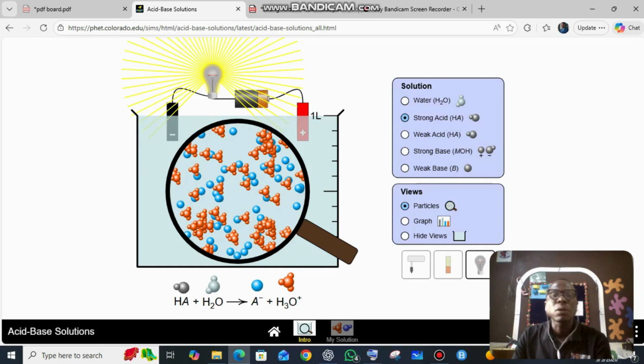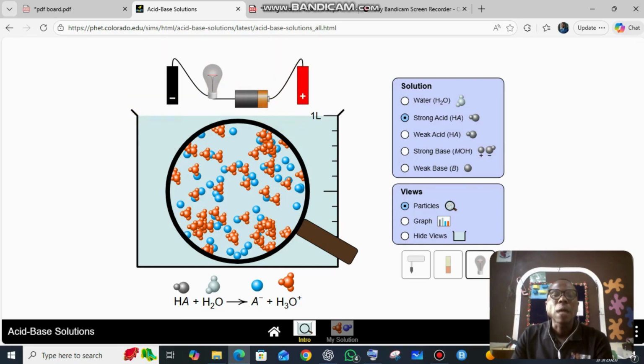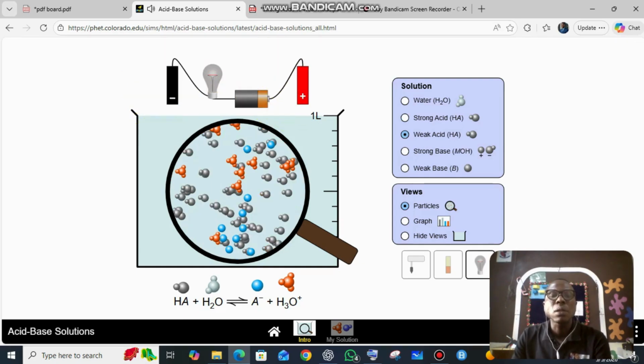So let me remove it and change it to a weak acid. You see the particles also change. They have a lower concentration of hydrogen ions. When I start it, let's see what happens. Will it also glow brightly like the strong acid? Look at it. It does not glow brightly. It's dim. It shows that weak acids have low conductivity. They conduct less when compared to strong acids.